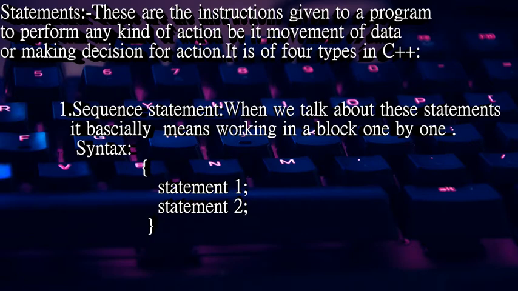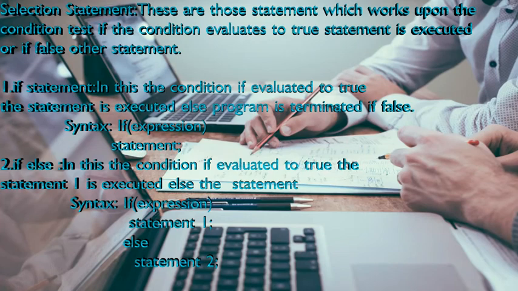Now in C++ we have various kinds of statements available. Basically they are categorized into four categories: sequence statements, iterative statements, selection statements and jumping statements. First of all we have the sequence statement. It works statement by statement. The first statement will be executed, then the second statement, and then the third statement. It will be in a sequential form. That is known as a sequence statement. No other rules are followed, only the approach from the first statement to the second statement.